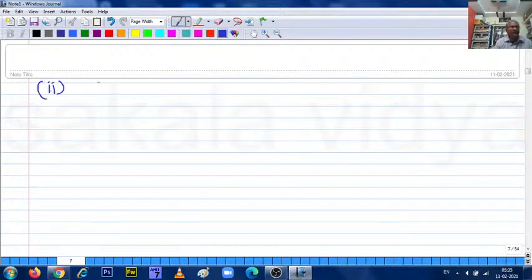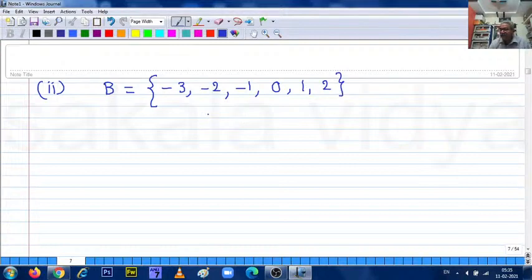Second question. B equals -3, -2, -1, 0, 1, 2. So these are the elements of the given set B. First, what shall we do? We need to observe the common property of each and every element present in the given set. Common property: -3, -2, -1, 0, 1, 2 are integers, positive integers and negative integers. But a restriction is there. It is in between -4 and 3.